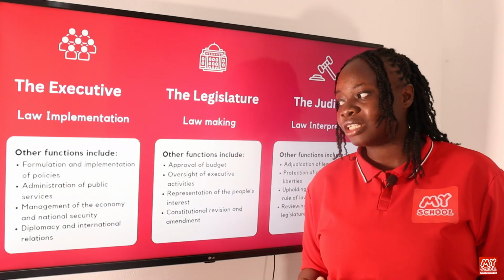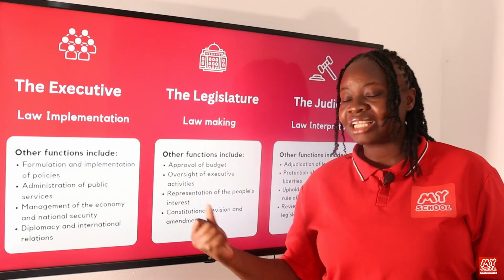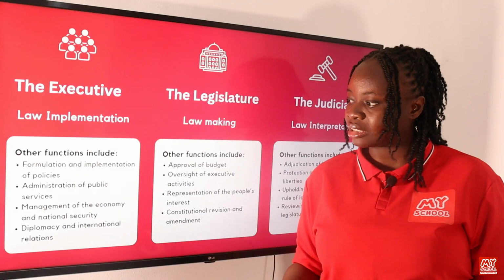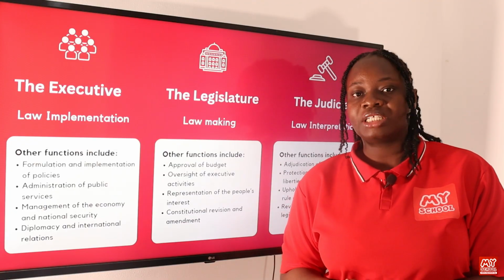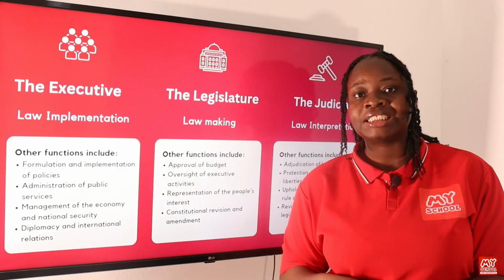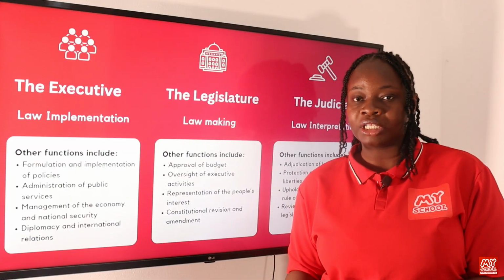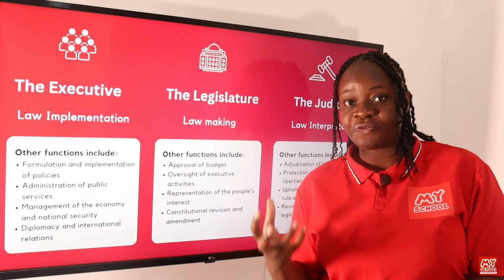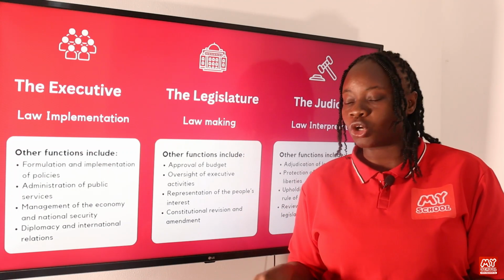They are also responsible for administering public services. There are certain services that we need, and so there are certain officials that are put in place to ensure those services are provided to the citizens. They are also responsible for managing the economy and also national security. They ensure that certain policies are put in place to ensure that the economy continues to run smoothly. They ensure that certain security officials are put in place to defend the country against external aggression and to ensure there is law and order within the country.